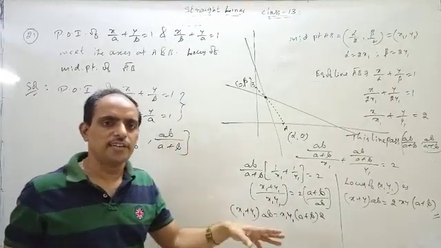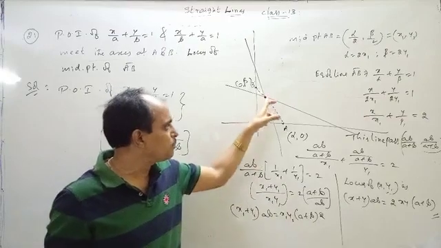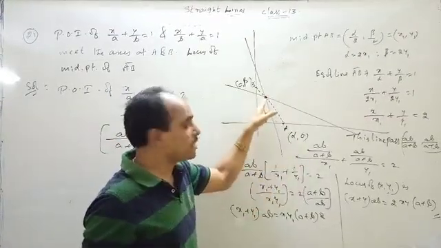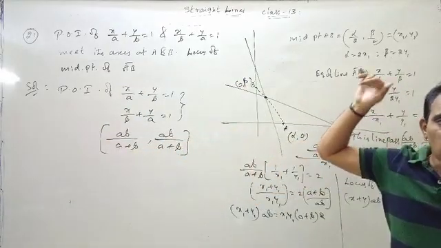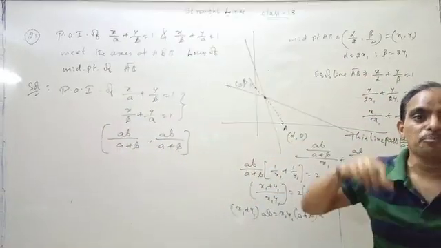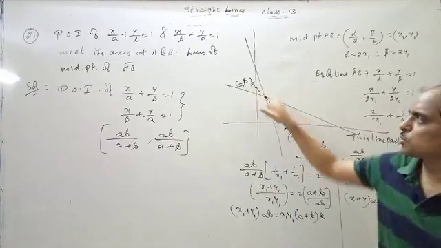What we have to find? We have to find the locus of the midpoint of this one. This point is not the midpoint, this is the intersection point of the given 2 lines. Okay, we have to find the locus of the midpoint of this line.